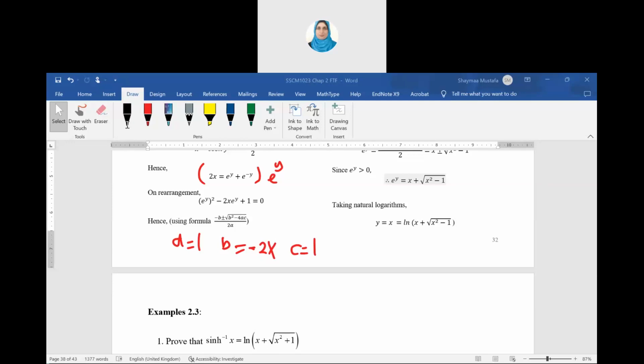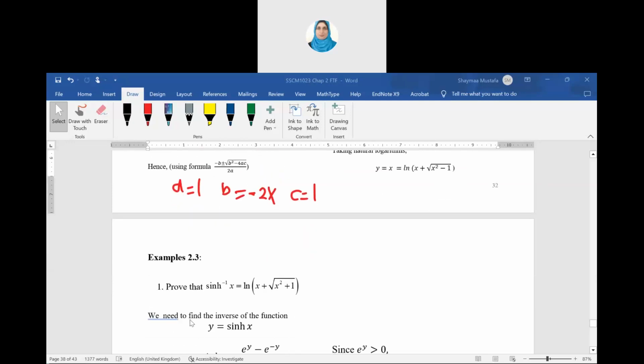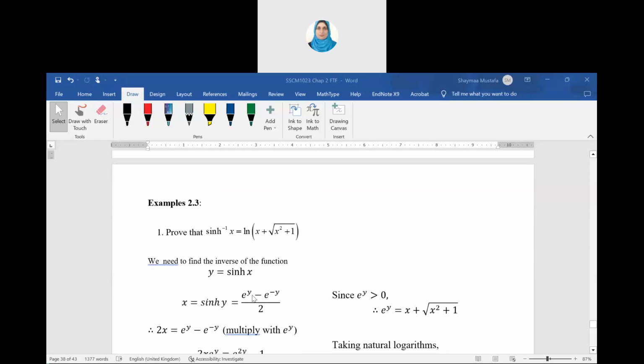Change x to y. Yes. Here y equals sinh x. This is the function that I need to find the inverse of. From the definition, sinh x is equal to exponential x minus exponential minus x, over 2. Now first step, change x to y and y to x.